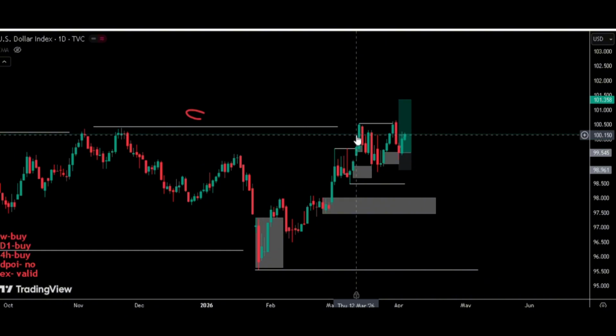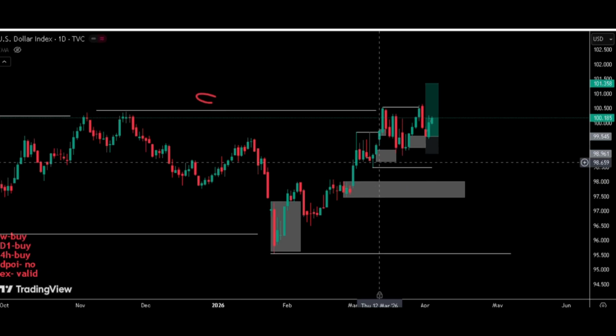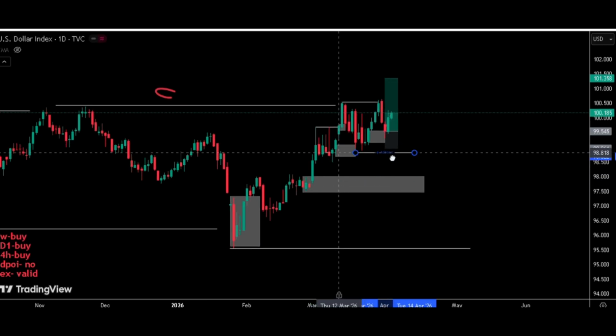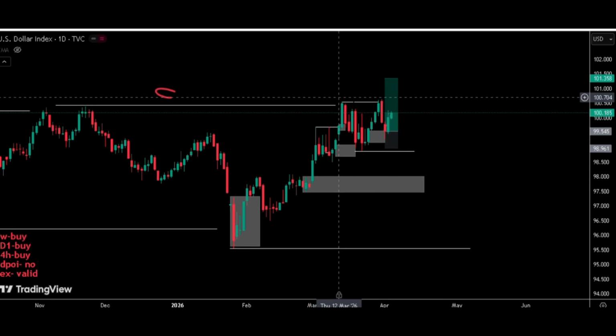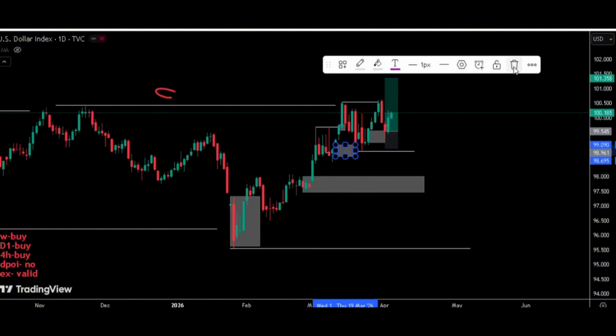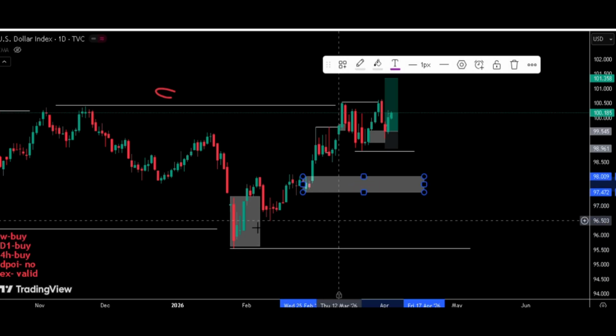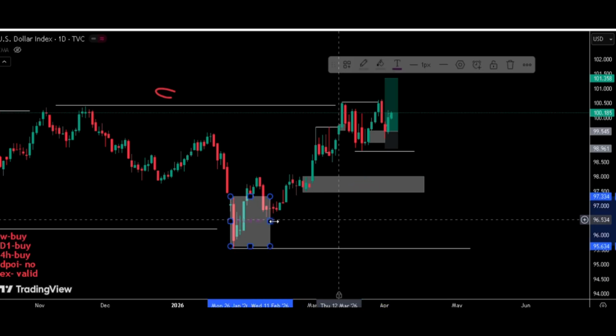You can see the market has closed above this level. And what are we supposed to look out for? We are supposed to look out for our daily inducements. You can see this was the last pullback that the daily did, and we are supposed to look for our POIs. This was the only POI that is valid. This one has been mitigated, you can see it has been mitigated.